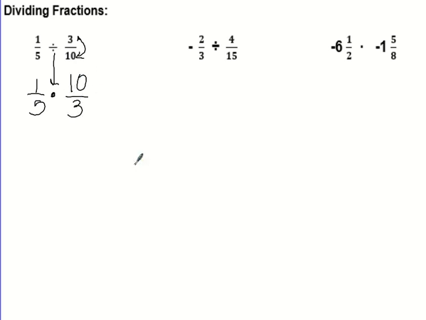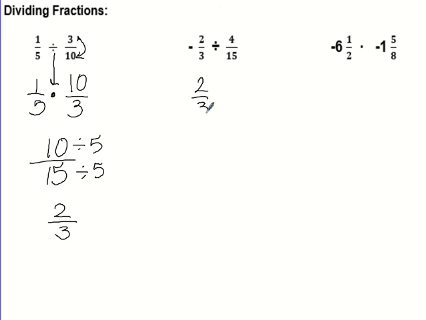Now we just multiply. 1 times 10 is 10. 5 times 3 is 15. We then make sure we reduce, and we get 2 over 3. When you're multiplying, you don't have to worry about the signs until the very end. So let's do it again.